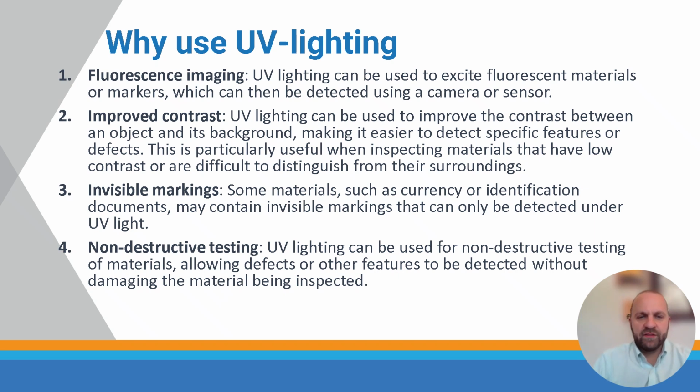And then non-destructive testing, it allows for defects or other features to be detected with maybe some type of UV dye without damaging the material that's inspected. So you can dope things with UV fluorescent material, and then you can inspect that material to see that everything's intact by getting that fluorescence back from that image. And that's a type of quality control that you can do with machine vision without having to destroy anything.